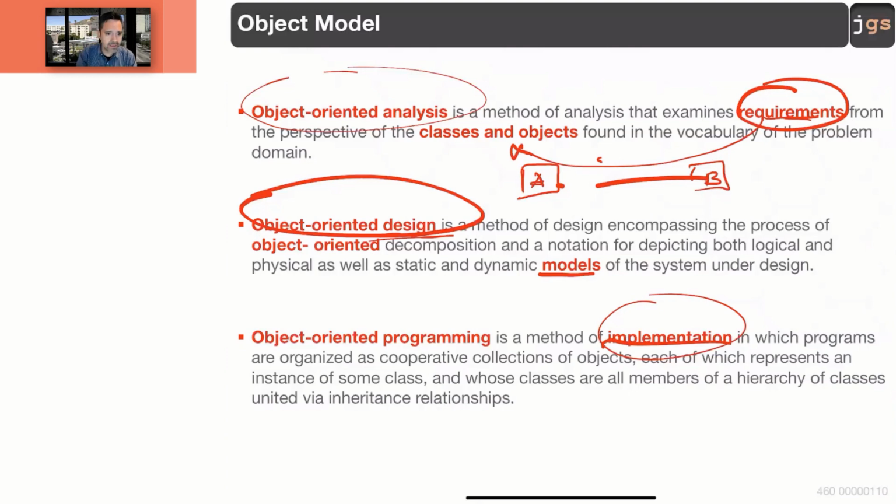Okay, object-oriented analysis: requirements to identify classes and objects. Design: classes and objects, connect them, create a model. Programming, coding, with an object-oriented programming language, and do the software, compile and run.